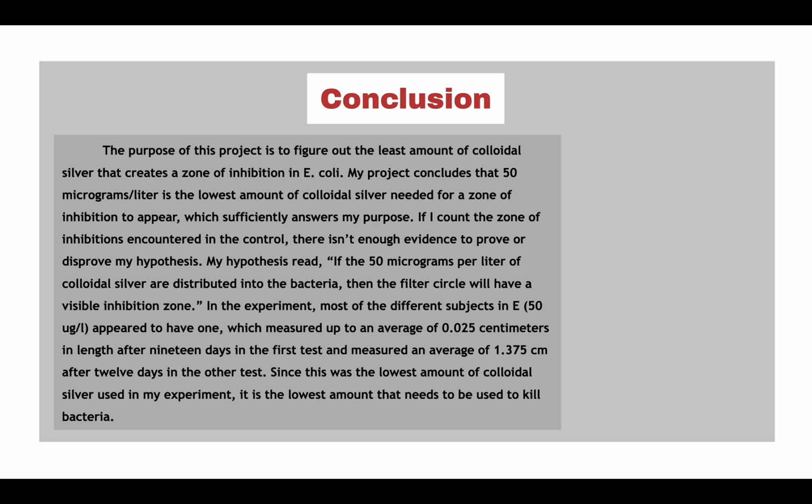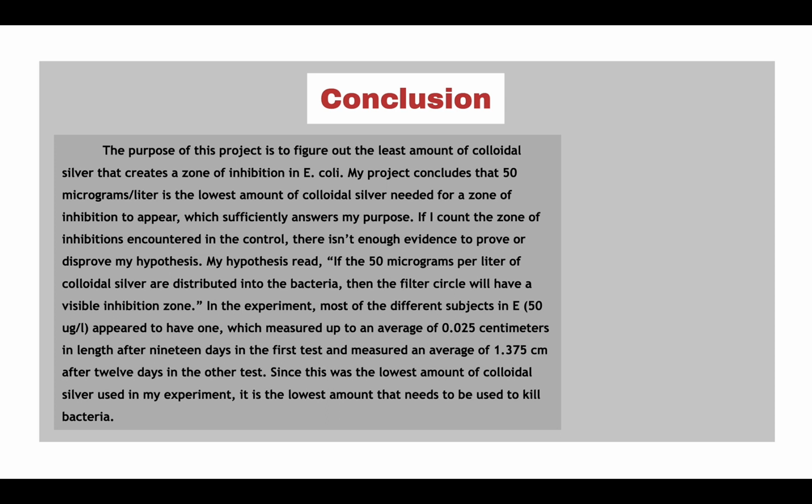The purpose of this project is to figure out the least amount of colloidal silver that creates a zone of inhibition in E. coli. My project concludes that 50 micrograms per liter is the lowest amount of colloidal silver needed for a zone of inhibition to appear, which sufficiently answers my purpose. If I count the zone of inhibitions encountered in my control, there isn't enough evidence to prove or disprove my hypothesis. My hypothesis read, if the 50 micrograms per liter of colloidal silver are distributed into the bacteria, then the filter circle will have a visible inhibition zone.